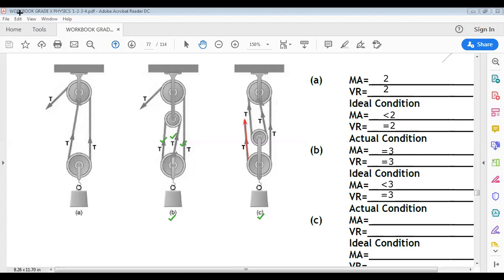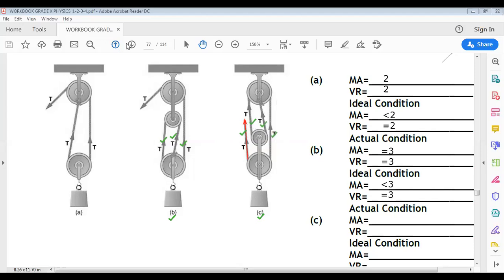If the MA is 1 more than the number of pulleys in the system, here we are having 3 pulleys in the system and I want MA to be 4, so what we do? We keep the effort in an upward direction and find out which strings are supporting the movable block. This is the one: 1, 2, 3, and 4.